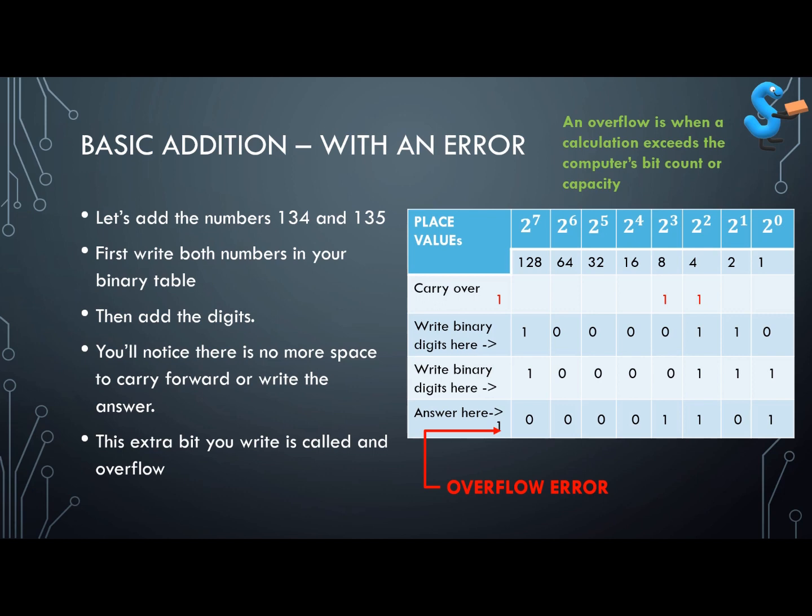In our calculation, the computer we entered this sum into will produce an error. The reason is, this computer can only read 8-bit calculations. The answer you get from these numbers is a 9-bit number, so it has exceeded the capacity of the computer.